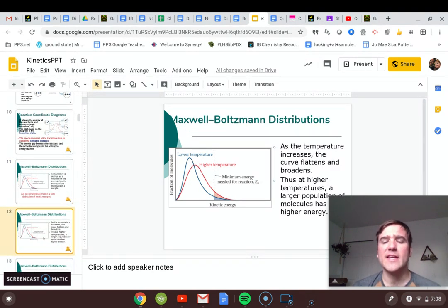And what we can see is that the higher the average temperature is, the more variation in kinetic energy there ends up being, because more collisions are happening, and more particles have a chance to speed up and then slow down. So it flattens the curve of this graph. And as it flattens, more and more particles have the ability to reach beyond the minimum energy barrier, which is drawn in here in a dotted line.